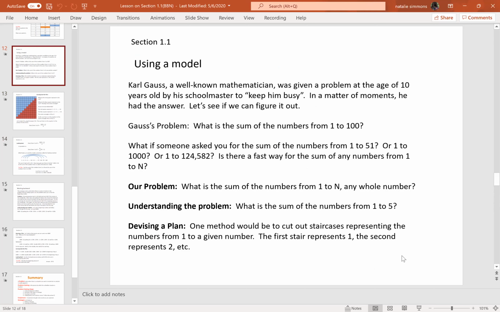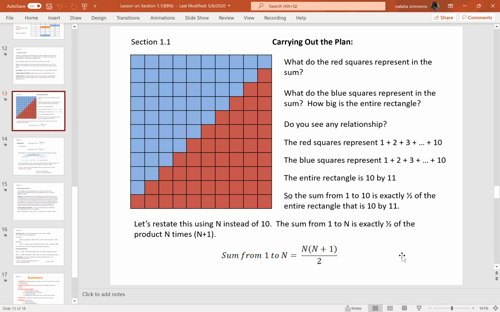One method would be to cut out staircases representing the numbers from 1 to a given number. The first stair represents 1, the second represents 2, and then they go to the next slide and they show this stair step model, right? And it says, what do the red squares represent in the sum? What do the blue squares represent in the sum? How big is the entire rectangle?